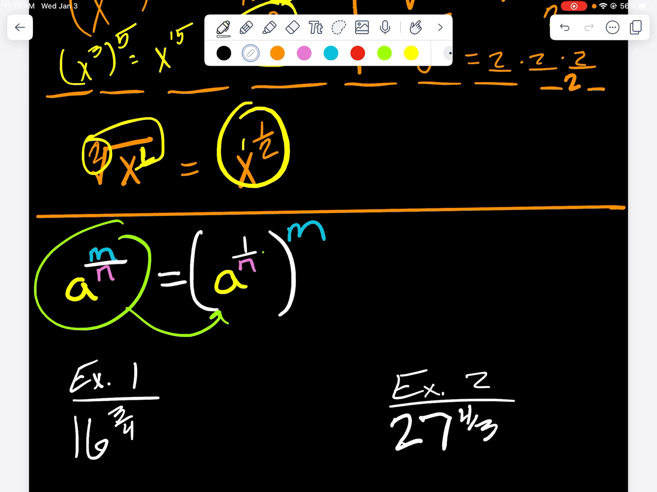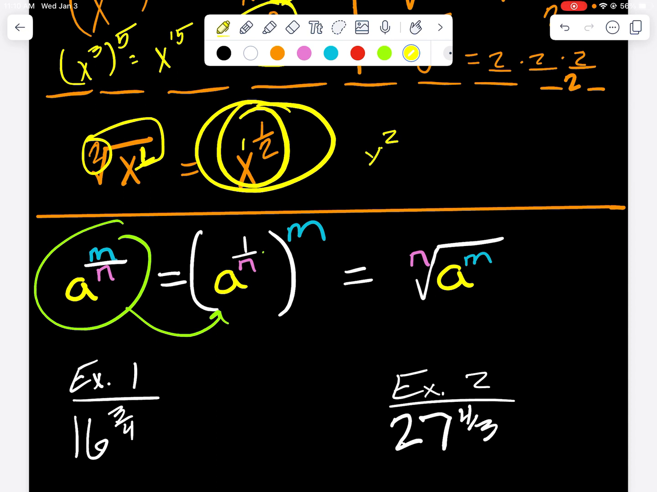Another way that we can write it looks like this. A to the m power under the square root of n. Kind of like we looked at up here in this example right up here.